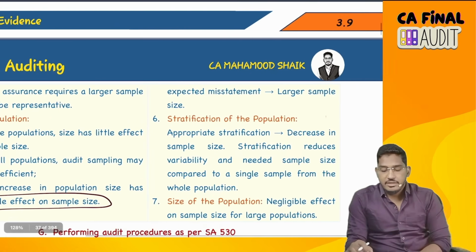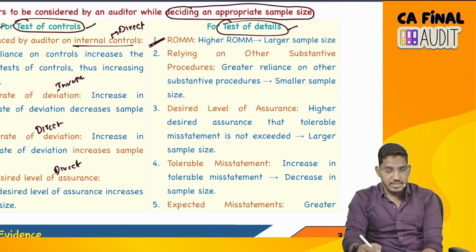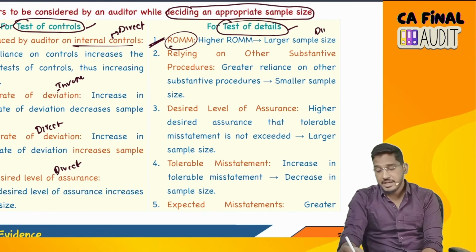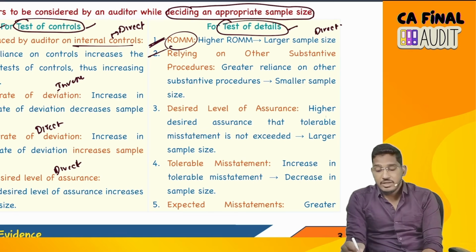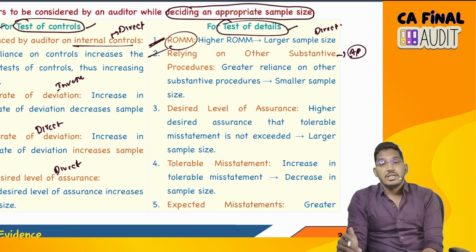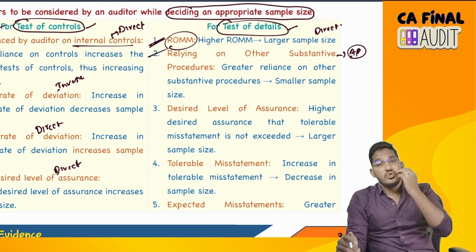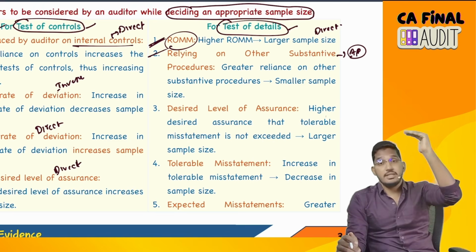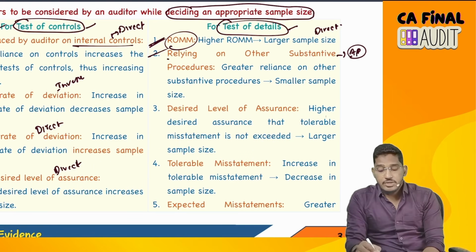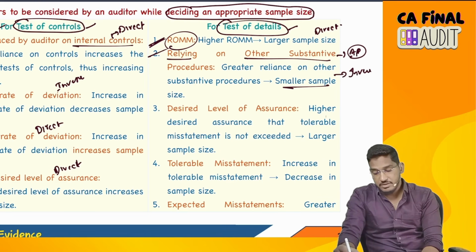Now similarly, the factors which are going to have an impact on the sample size for test of details, here also they have given the factors. It depends on the risk of material misstatement. Higher the risk of material misstatement, larger will be the sample size. So that means a direct relationship. Next, it depends on reliance on other substantive audit procedures, which here means analytical procedures. If the auditor wants to rely more on analytical procedures, he will perform less test of details. If he wants to rely less on analytical procedures, he will take bigger samples in the test of details. Greater reliance on other substantive audit procedures means smaller sample size, so there will be an inverse relationship.